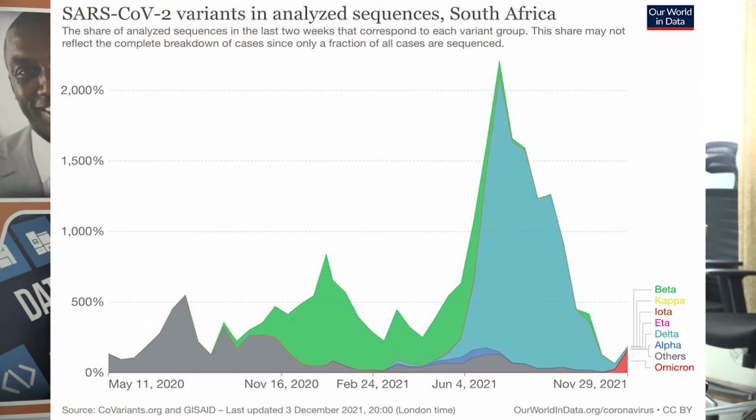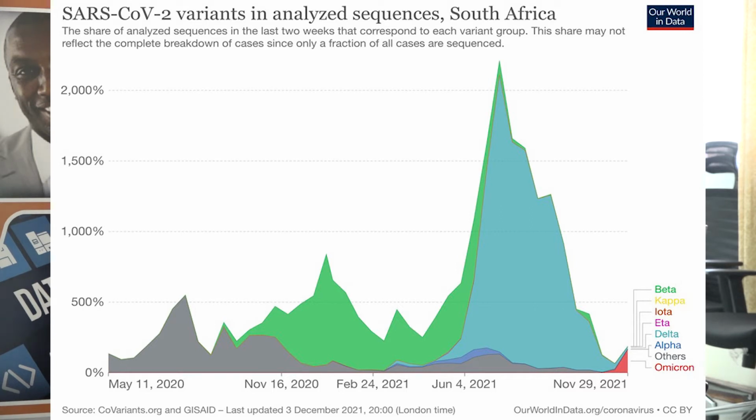If you look at South Africa, this is what happened. We started with the Wuhan, the original strain. Then we had the Beta variant that was first identified in South Africa. But then when the Delta variant came, it displaced all the other variants. So now the dominant variant, up to recently, in South Africa has been the Delta variant.